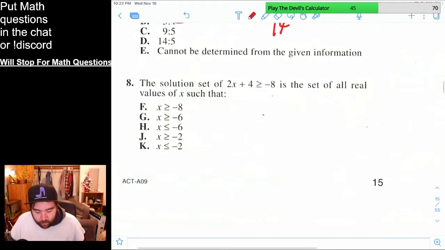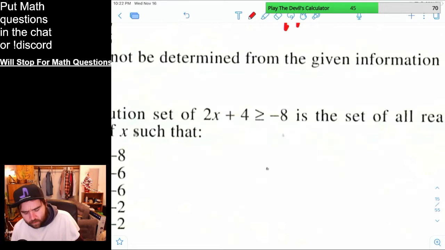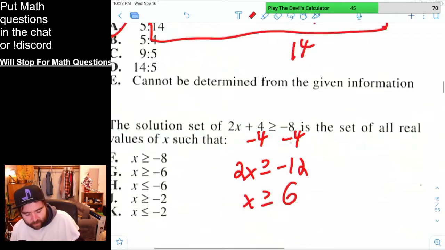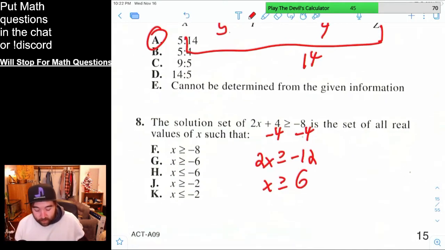Okay. The solution set of 2x plus 4 is greater than or equal to -8 is the set of all real values such that... Okay, so we're just trying to solve the inequality. So you solve inequalities just like you solve equations. You subtract the 4 from both sides, and you divide by 2. So x is greater than or equal to 6.